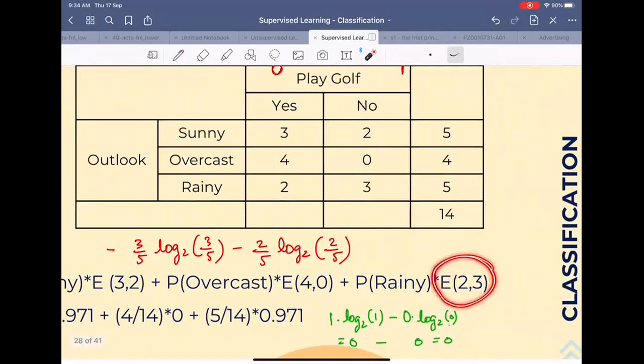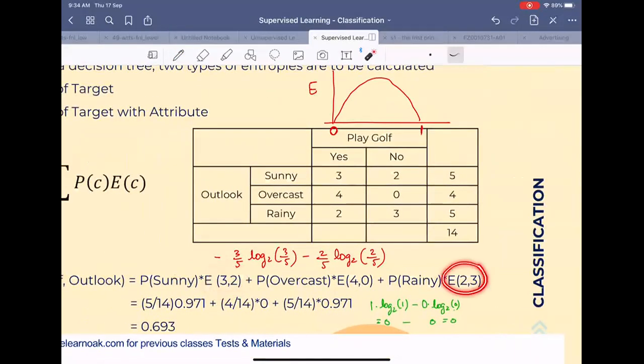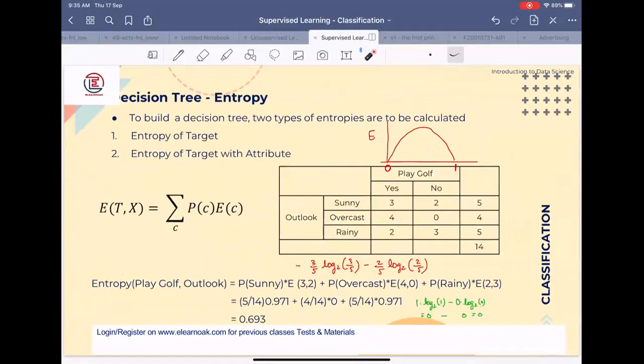Interestingly, entropy of this term, that is 2 comma 3, also comes out to be 0.971. So we see entropy of 3 comma 2 is equal to entropy of 2 comma 3, which we understand because the internal terms are just a summation. This term and this term, if you change the order, the value will still remain the same. So both these terms have a pretty high entropy value, but 4 comma 0 has a very low entropy value. So when you evaluate this entire thing, we come up with the number 0.693. So we have just learned how to find the entropy of a target with an attribute.